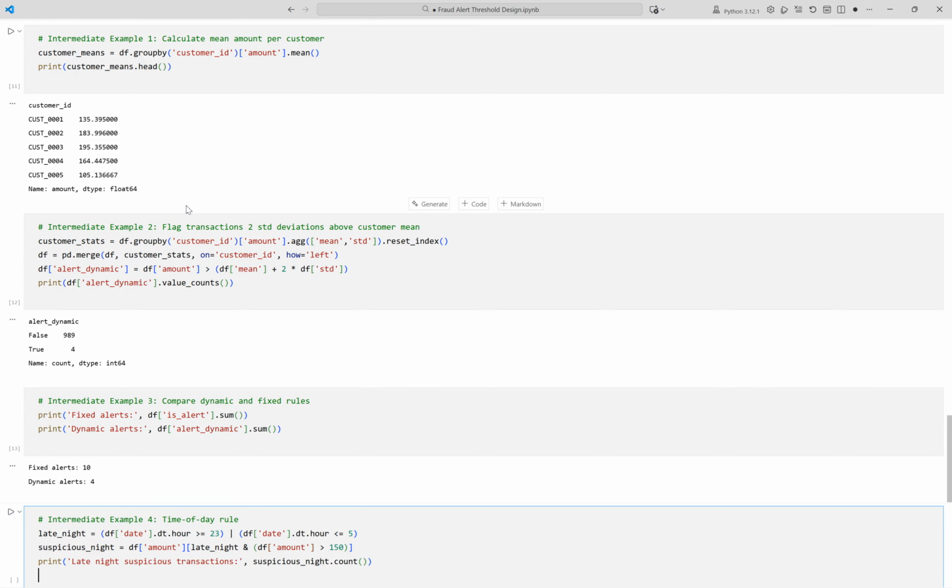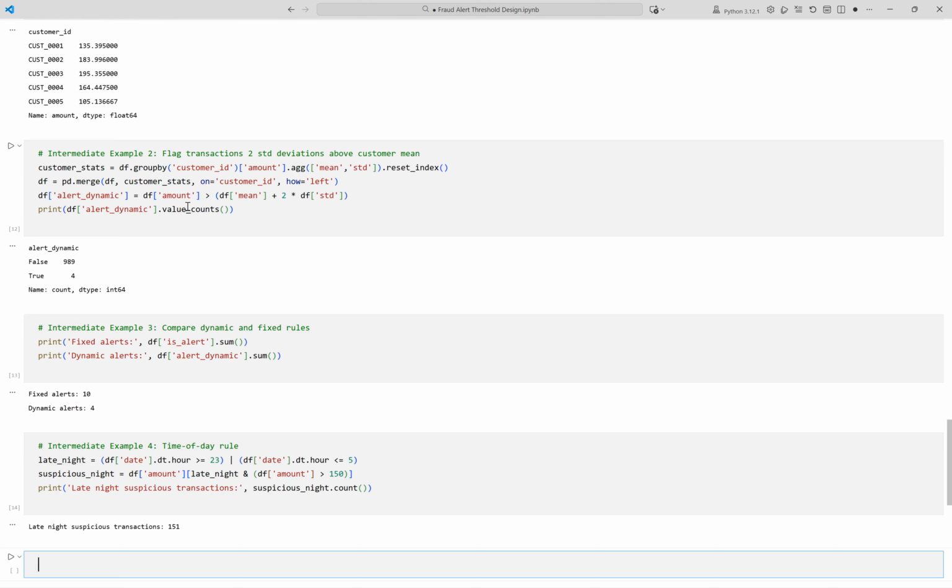Running the cell now. This output shows that 151 transactions occurred late at night with amounts over 150, highlighting potential suspicious activity during off hours. The code uses a time-of-day threshold to flag these transactions, demonstrating how incorporating temporal patterns can refine alerts and reduce false positives for customers who might otherwise seem normal during the day. Notice how this approach helps target unusual behavior specific to certain times rather than blanket rules. Try changing the hour range or amount threshold to adjust sensitivity.